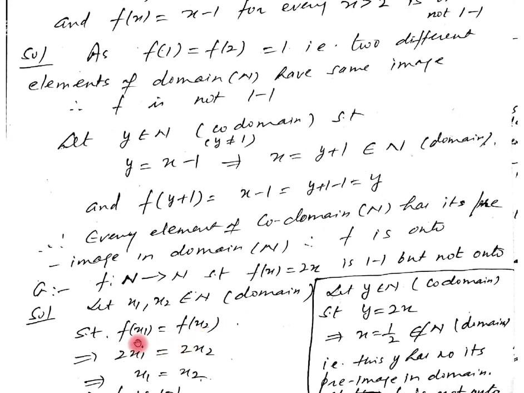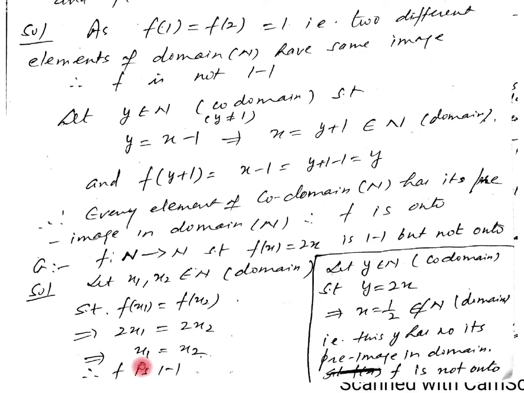Putting the values of f of x1 and f of x2, it is 2x1 equal to 2x2. This implies x1 equal to x2. It means if the images are equal, then the elements are equal, and then the function is said to be 1-1. The first step we have done: the function is 1-1. Now we have to prove whether the function is onto or not. The same method we will opt.